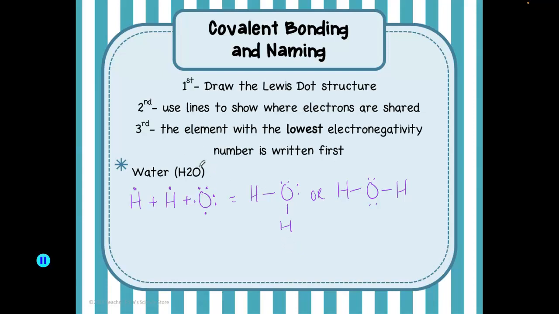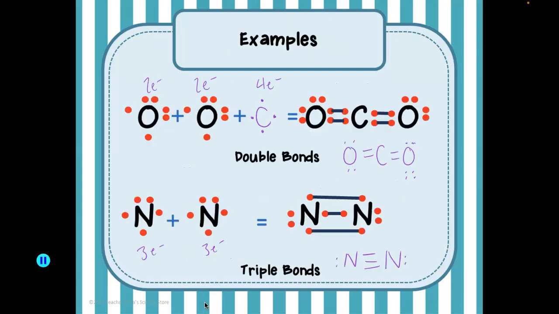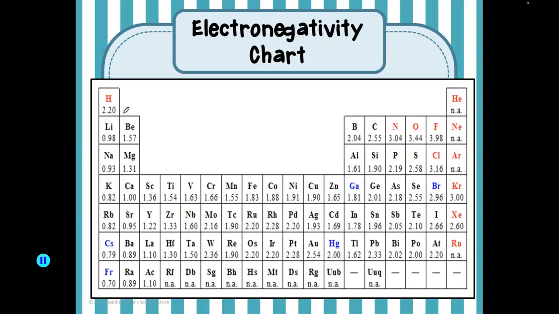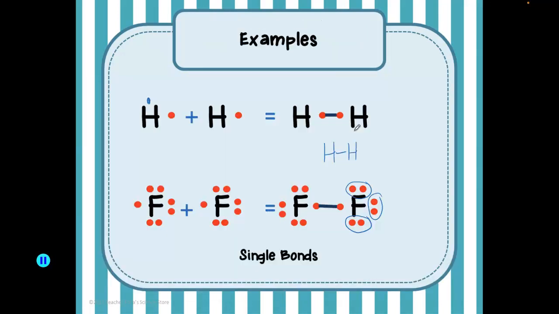This H2O, we talked about lowest electronegativity, and so we know that we write this as H2O. The 2 indicates that we have 2 hydrogens. There's no number behind the O, which tells us we only have 1. If we go back and look at electronegativity, hydrogen is here at 2.20, oxygen is 3.44. Hydrogen has the lower electronegativity, which is why we write the H before the O.